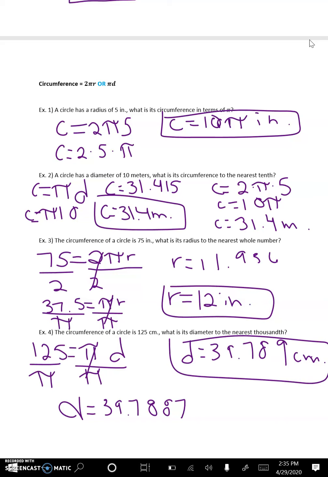So that is our review of area and circumference for circles. There will be a short worksheet on this on Classroom. Hopefully this helps.